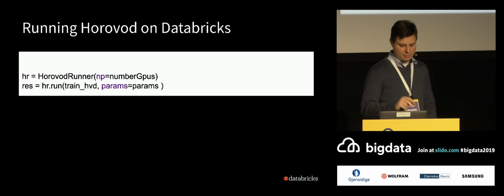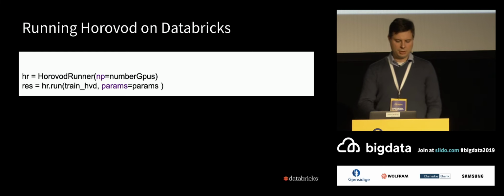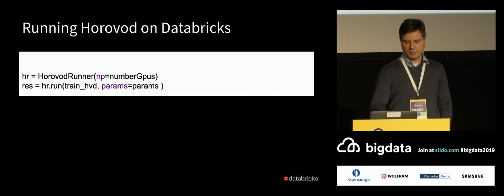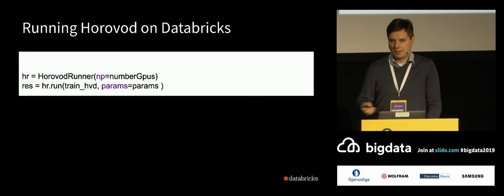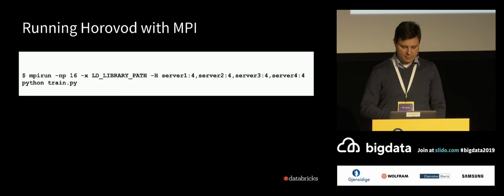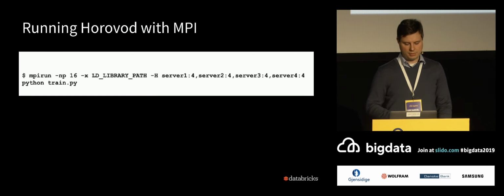And on Databricks, you can run Horovod with HorovodRunner, and then you can just pass the function parameter and the number of parallel processes. Usually, it's the number of GPUs. Or in case you're doing it with, let's say, a Hadoop cluster, then you can use mpirun for that.